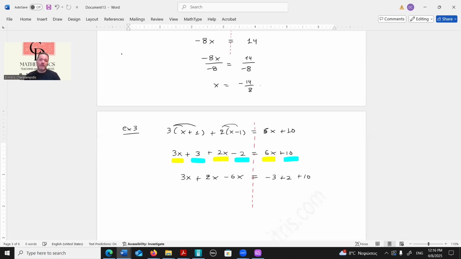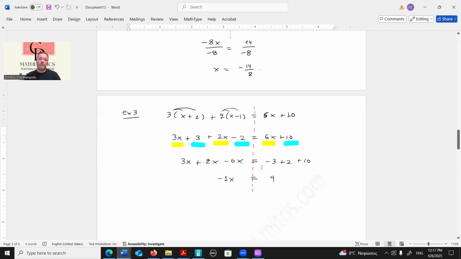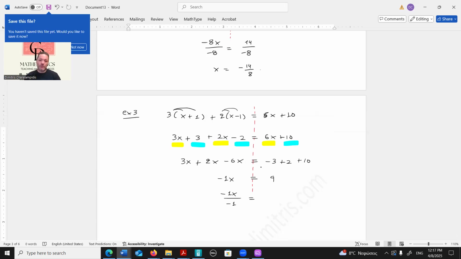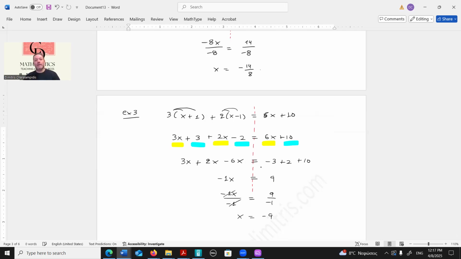So now I need to simplify. 3 plus 2, it's 5x. Minus 6x is minus 1x. Equals minus 3 plus 2, it's minus 1. Plus 10, it's 9. I need to solve for x finally, which means that I should divide both sides by negative 1. So 9 over negative 1. These are cancelled out here. X should be equal to negative 9.